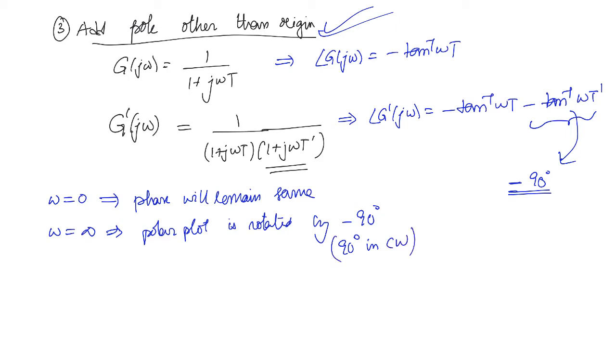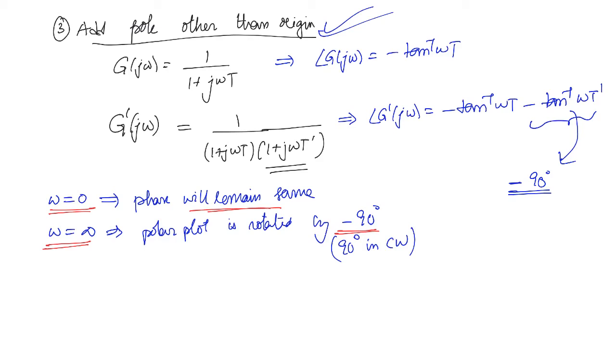So you have to remember, for the pole at origin the entire plot is rotated by 90 degrees at all frequencies. But in the case of a pole other than at origin, only at omega is equal to 0 the phase will remain the same, and as frequency increases, the phase will increase negatively, and at omega is equal to infinity it will be increased by minus 90 degrees, the difference in the phase will be minus 90 degrees.